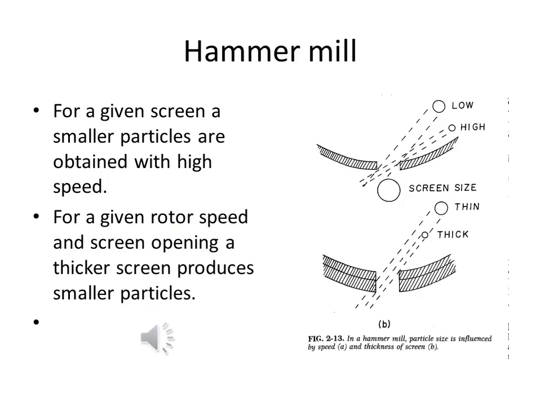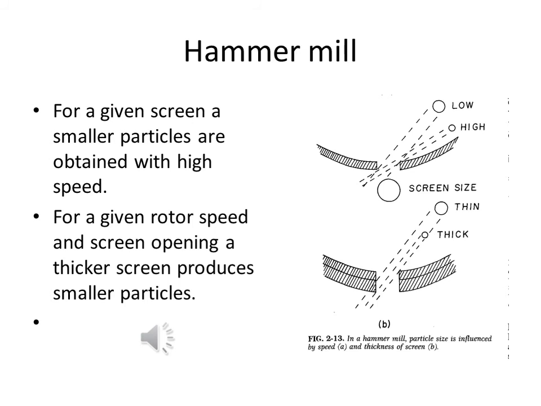This is the schematic diagram for the hammer mechanism, where the screen size and or thickness and the speed play an important role in the preparation of the required particle size of the powder. For a given screen, smaller particles are obtained with a high speed of rotation.